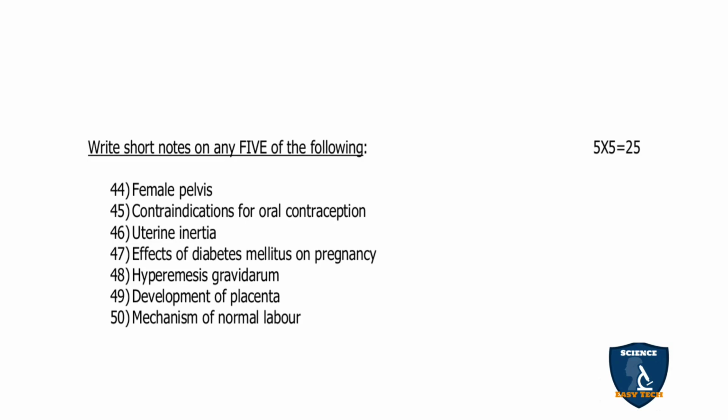Next, moving on to short notes. Write short notes on any 5 of the following. The questions are: female pelvis, contraindications for oral contraception, uterine inertia, effect of diabetes mellitus on pregnancy, hyperemesis gravidarum, development of placenta, and mechanism of normal labor. Out of these 7, answer any 5. 5 into 5 is equal to 25 marks.